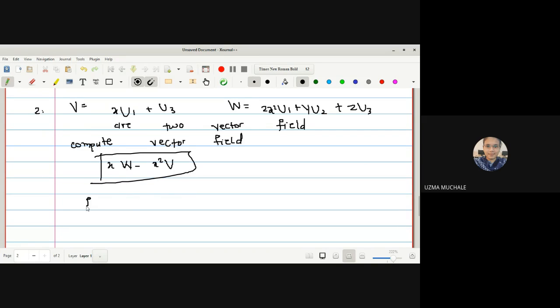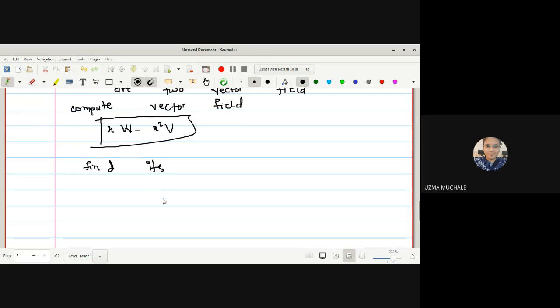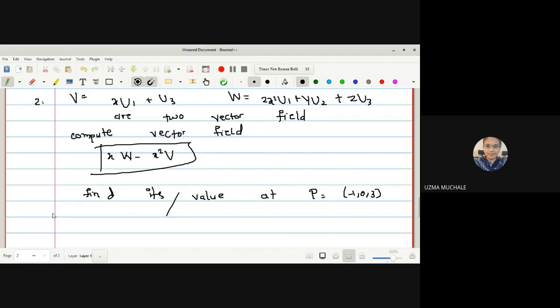Find its value at P equal to -1, 0 and 3. Okay. What is the question? We have been provided with the two vector fields V and W. What is our aim to find out? The vector field xW minus x square V. Right? What are these x and x square? These are real valued functions.